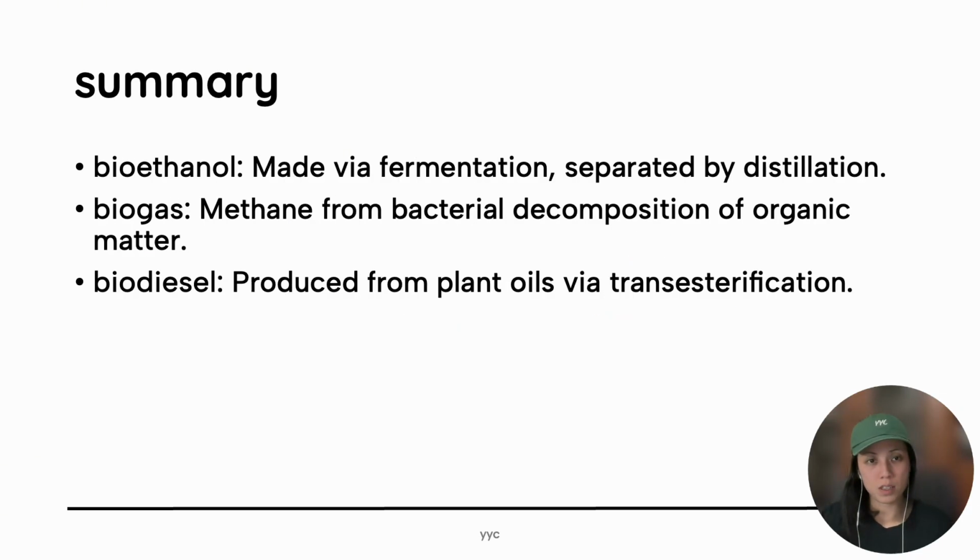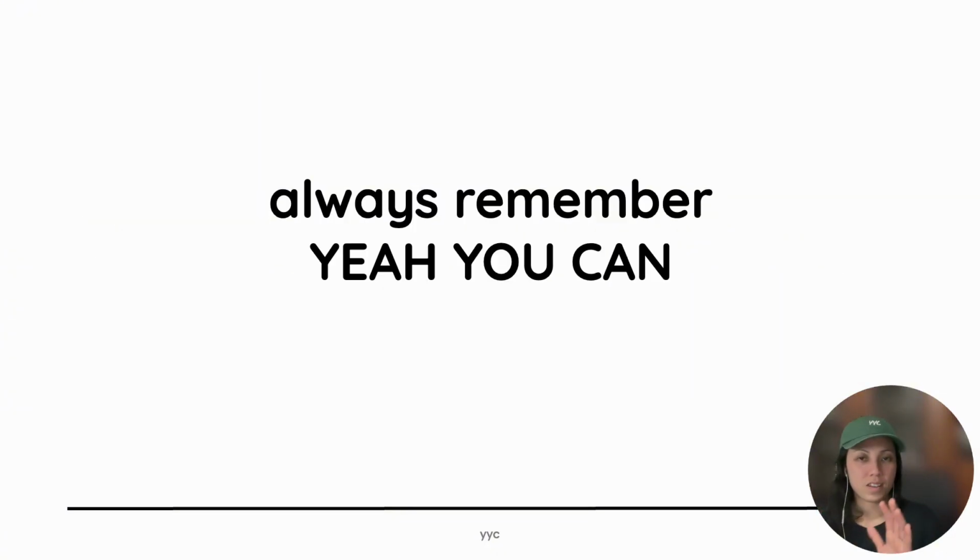Cool? So, in summary, in terms of how we make each of these, bioethanol, fermentation. Then we can use distillation to separate it. In fact, we can actually use fractional distillation for fossil fuels as well, but I haven't spoken about it here. Biogas, methane. Bacterial decomposition from organic stuff. Biodiesel, take some plants, because you want the triglycerides out of that, react it with an alcohol in the presence of a catalyst via transesterification to get your biodiesel molecules. Cool? Awesome. Always remember, no matter what anybody says, yeah, you can.